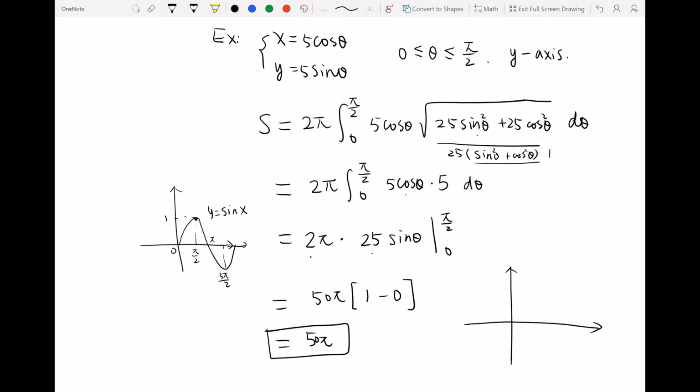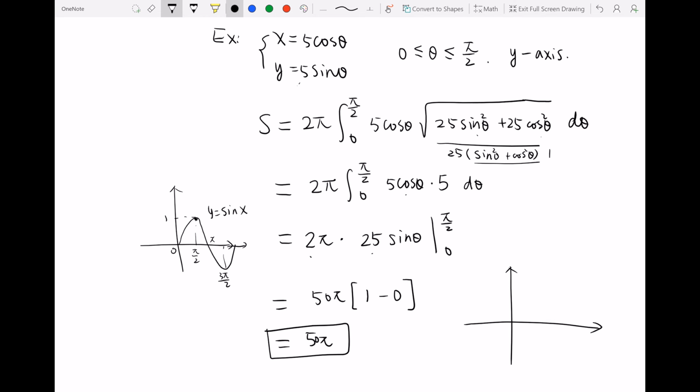Can anyone tell me what is the graph of this parametric equation? Horizontal line doesn't work because horizontal line is y equals something, for example y equals 5. But here y is changing, because in a horizontal line, y never changes. So you may have to think about that again. And anyone else?